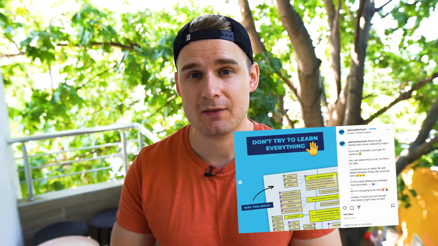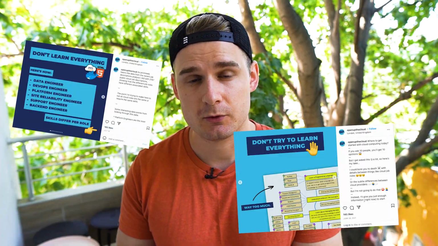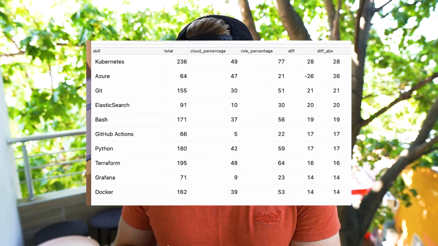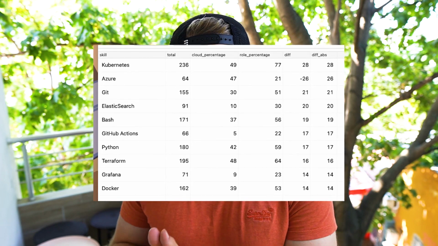Now, if you've followed me for any amount of time, you'll know that I'm constantly recommending that rather than looking at the overall coverage of skills across the entire industry, you focus on specific roles. I went away and did some specific analysis of the differences between the overall skills for the cloud industry versus how those skills match up for the individual specific role.